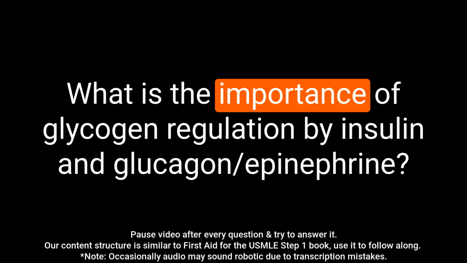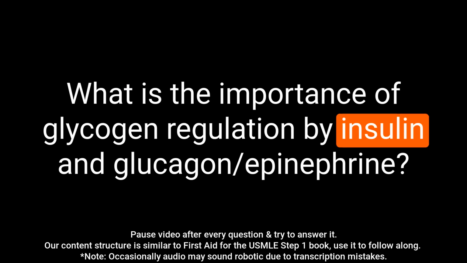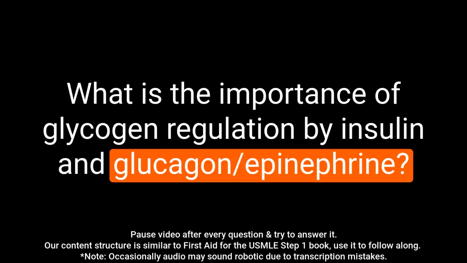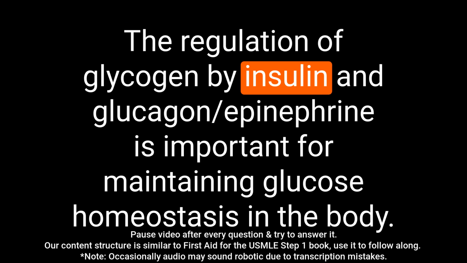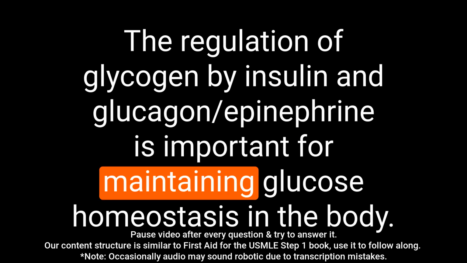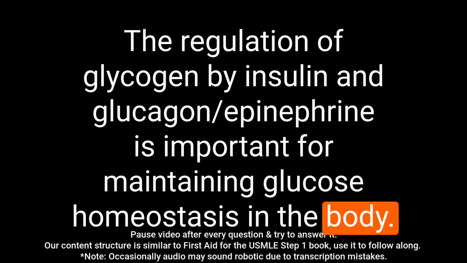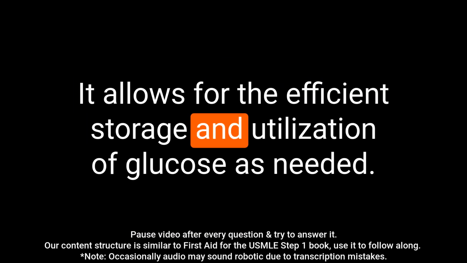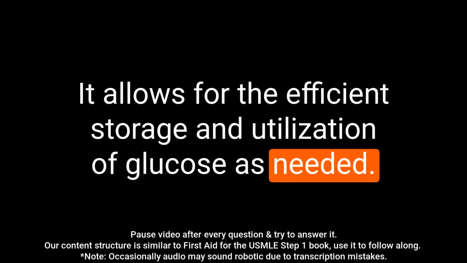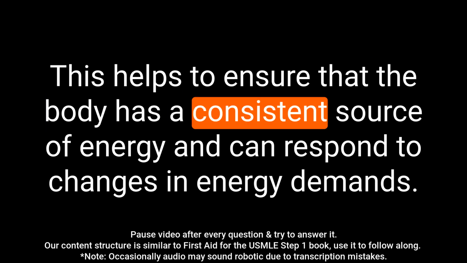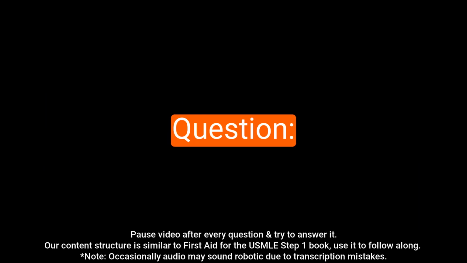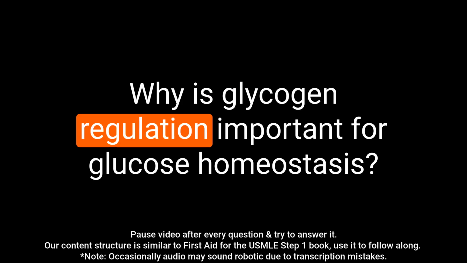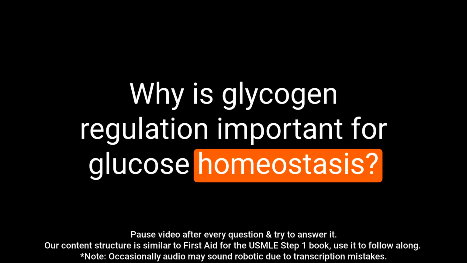Question: What is the importance of glycogen regulation by insulin and glucagon, epinephrine? Answer: The regulation of glycogen by insulin and glucagon, epinephrine is important for maintaining glucose homeostasis in the body. It allows for the efficient storage and utilization of glucose as needed. This helps to ensure that the body has a consistent source of energy and can respond to changes in energy demands.